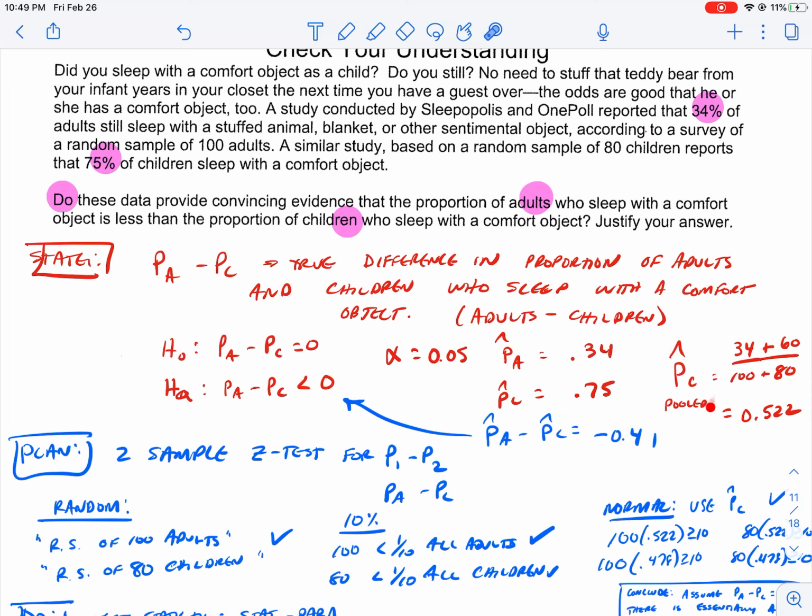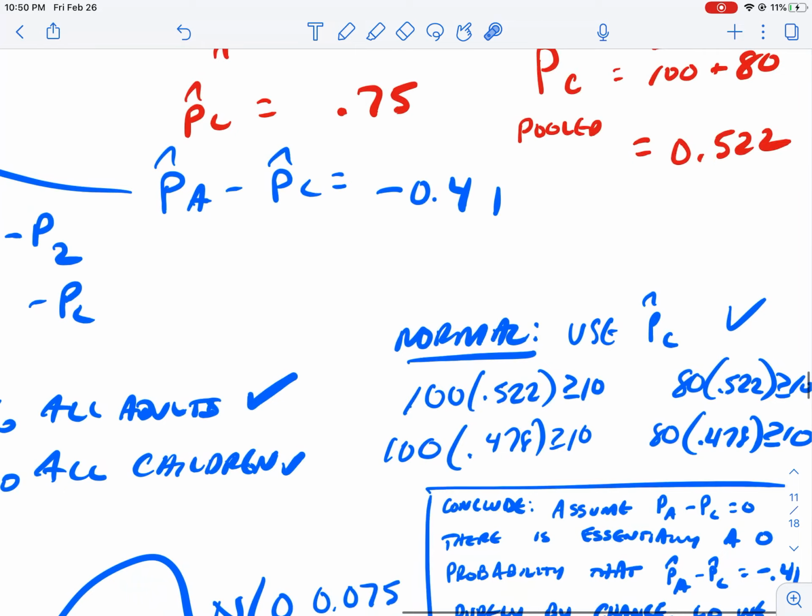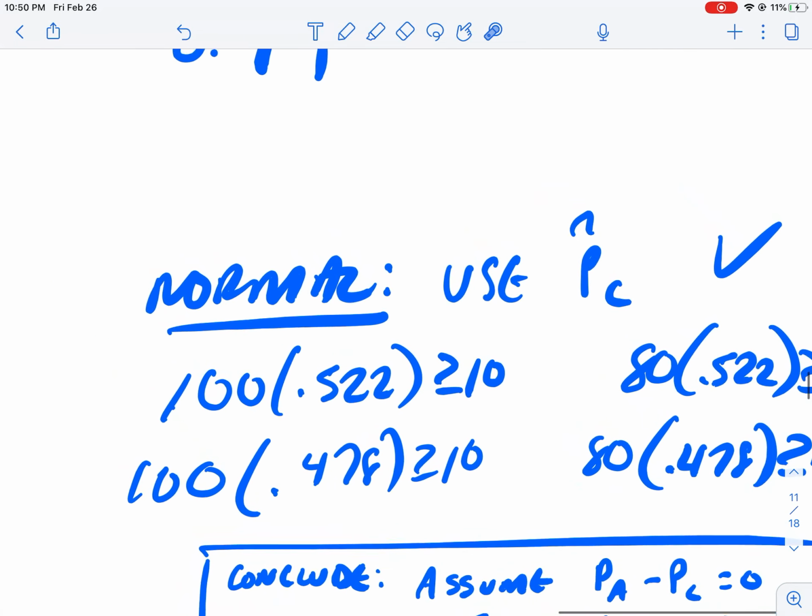Okay, 10% condition. Oh, I think up here I said 10% condition for this. I didn't mean that. I meant for our large counts condition. Anyhow, 10% condition: 100 is definitely less than 10% of all adults, and 80 is definitely less than 10% of all children. So we can check and check those. I want to zoom in on this a little bit. Right there, you see it?